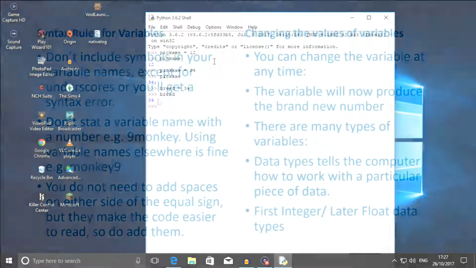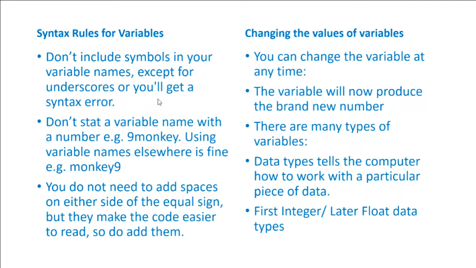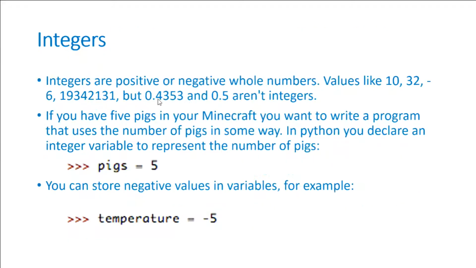Moving on, there are many types of variables. Data types tell the computer how to work with a particular piece of data. So firstly we're going to go to integers, and later on we're going to move on to float data types. Integers. Integers are positive or negative whole numbers, values like 10, 32, -6 and so on. However, 0.435 and 0.5 aren't actually integers.